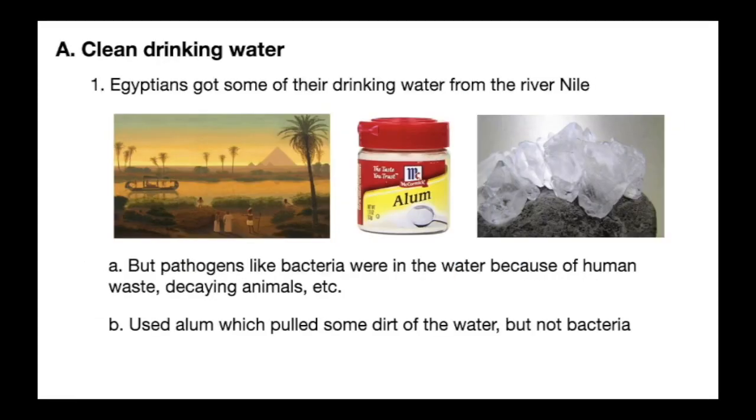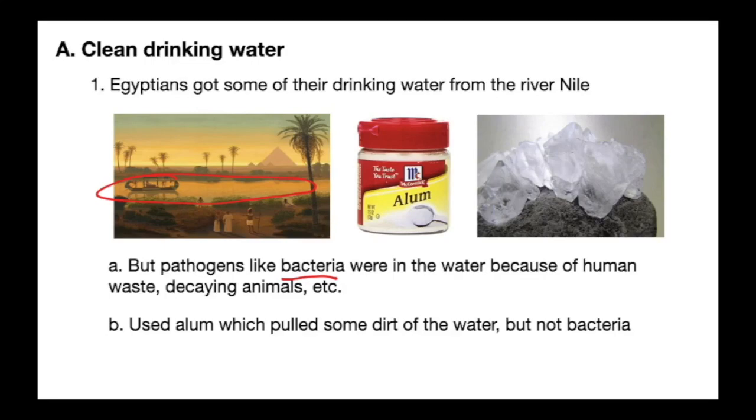Okay, moving on. So let's go back in time to the Egyptians. They pulled some of their drinking water out of the Nile River. But, of course, because it's a river and there's animals decaying in there and all kinds of germs, we have bacteria in the water. And so that was not healthy.